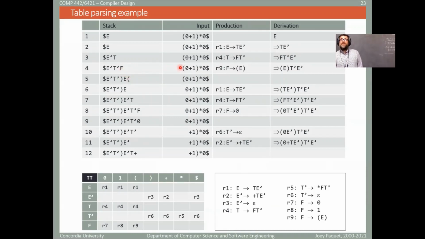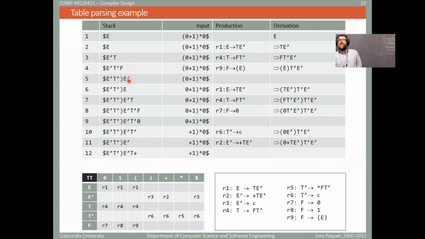Then I have F on top of the stack. That's a non-terminal, so I go to F open parenthesis. F open parenthesis is this one here. Sorry, I have to move this here. Okay, so F open parenthesis, rule 9. Rule 9 is F gives E between parentheses. So I remove this F and replace it by E between parentheses in reverse order. So I've transformed this F into an E between parentheses, applying this rule here.